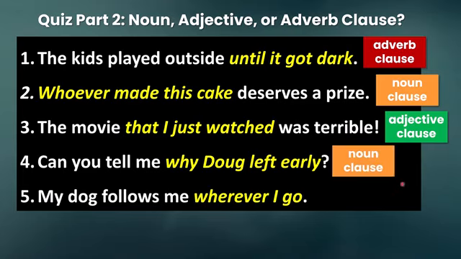Number 4, why Doug left early is a noun clause. Whereas in number 2, this noun clause acted as a subject, why Doug left early is a noun clause that is acting as the object of the verb tell. Can you tell me the reason? And finally, number 5, my dog follows me wherever I go. This is an adverb clause. It tells us where the dog follows. So it modifies the verb follows.